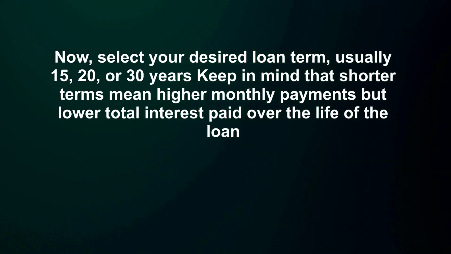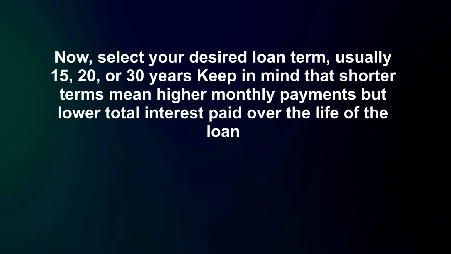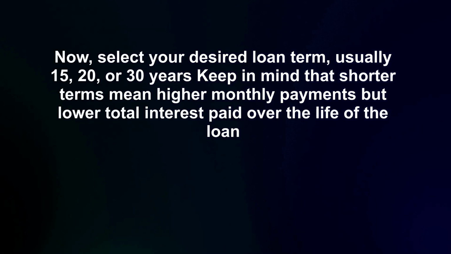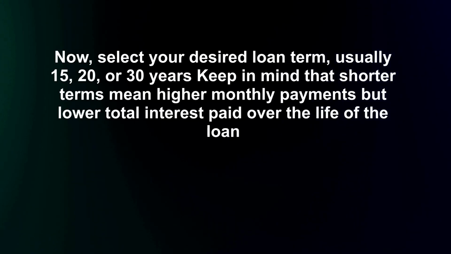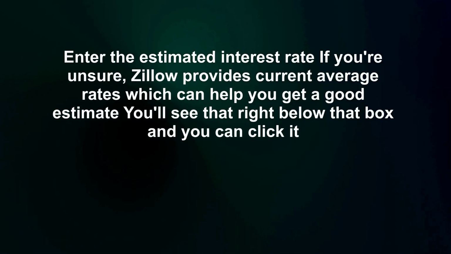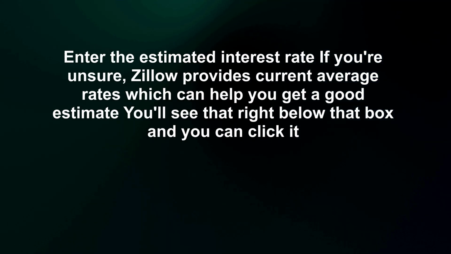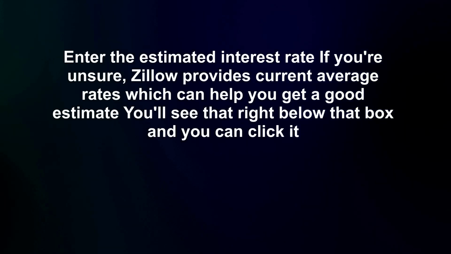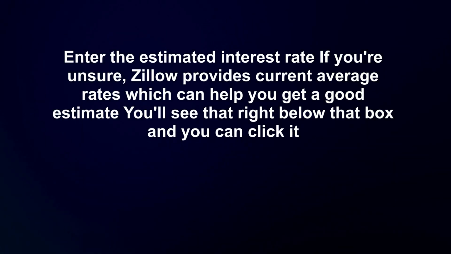Now, select your desired loan term, usually 15, 20, or 30 years. Keep in mind that shorter terms mean higher monthly payments but lower total interest paid over the life of the loan. Enter the estimated interest rate if you're unsure. Zillow provides current average rates, which can help you get a good estimate. You'll see that right below that box and you can click it.